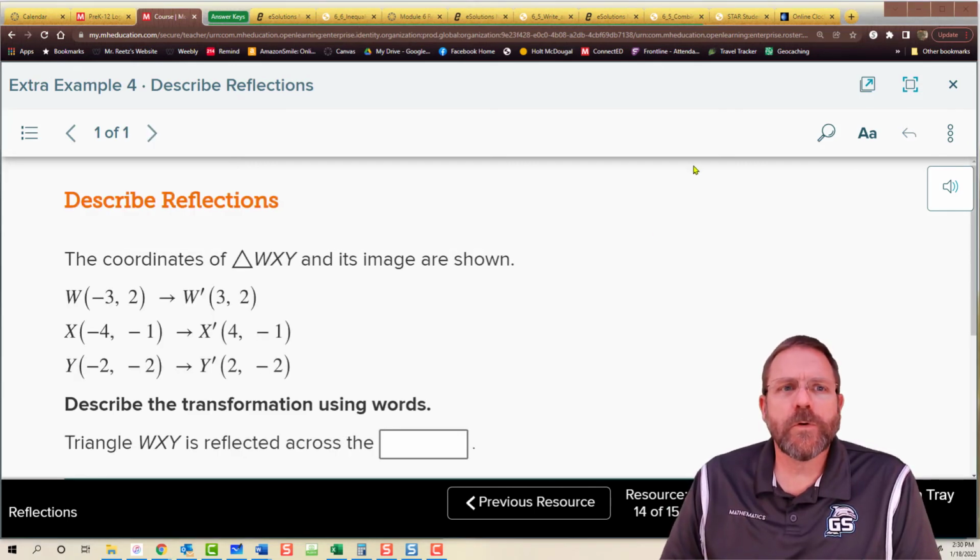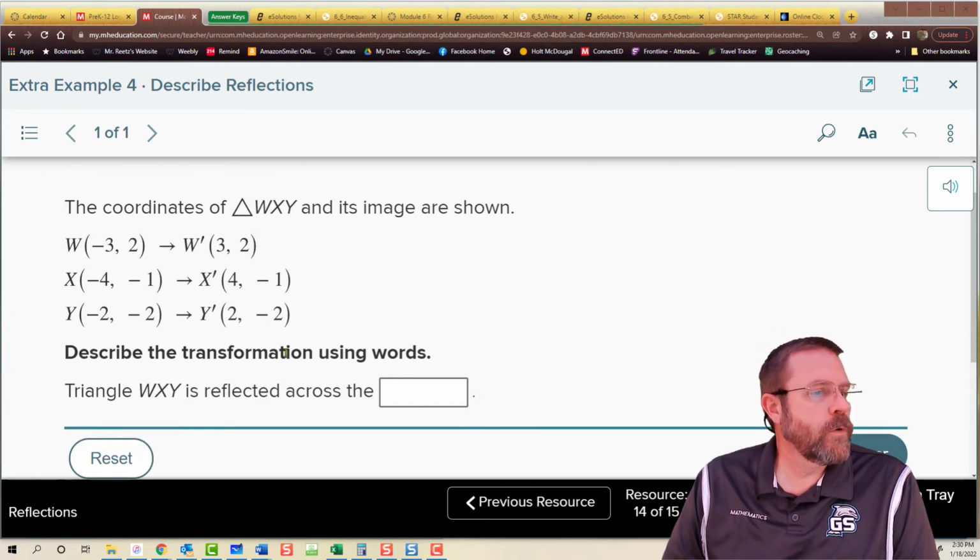Now it's going to be your turn to do the last extra example 4, where you're going to describe the transformation using words. Triangle WXY is reflected across the what? Go ahead and do that now.